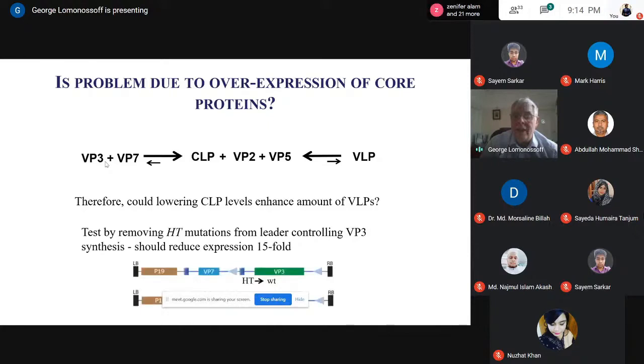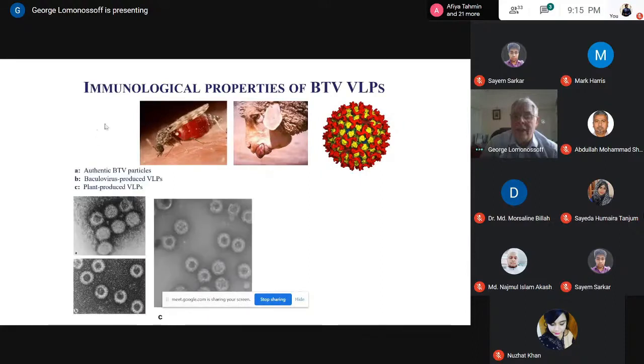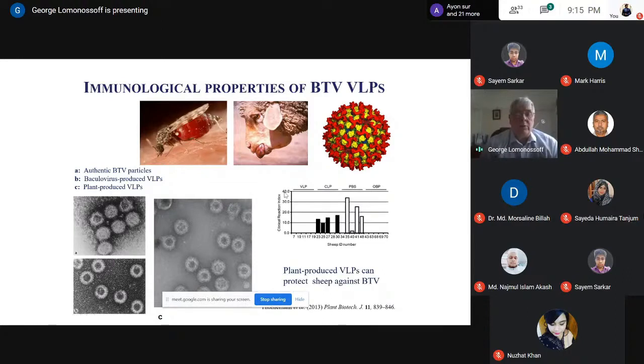And what happens is you can then test the particles, and what you find is you get beautiful virus-like particles in plants, which look very much like authentic BTV particles, and also ones produced in vaccinia virus. And you can carry out sheep immunization experiments.